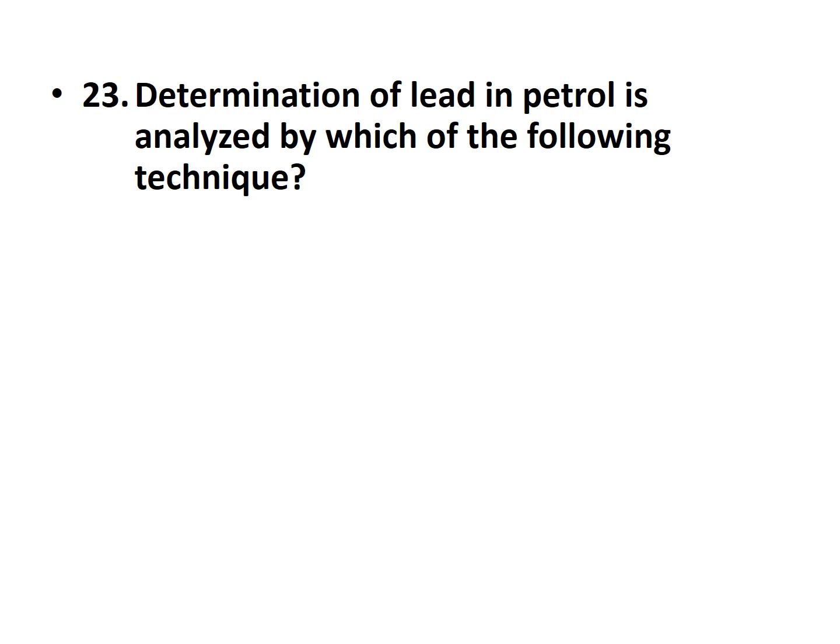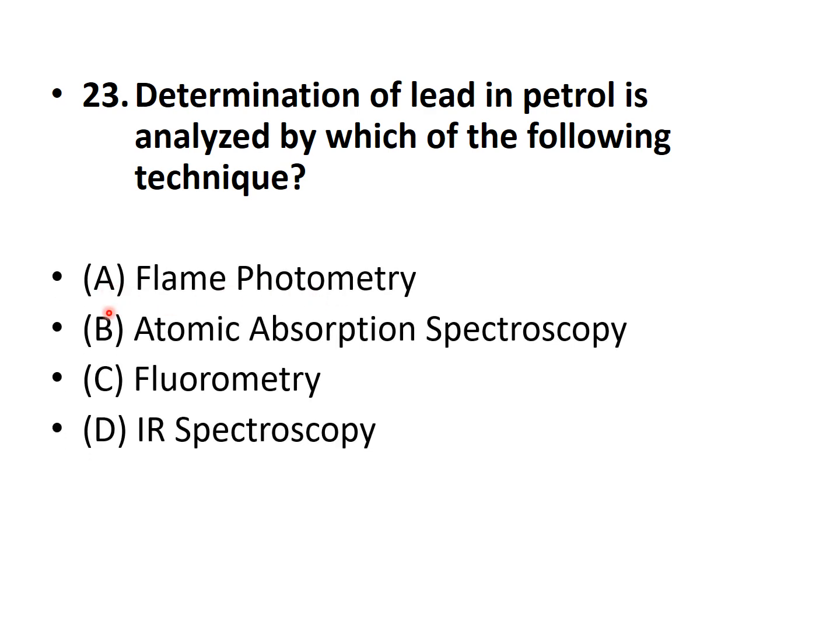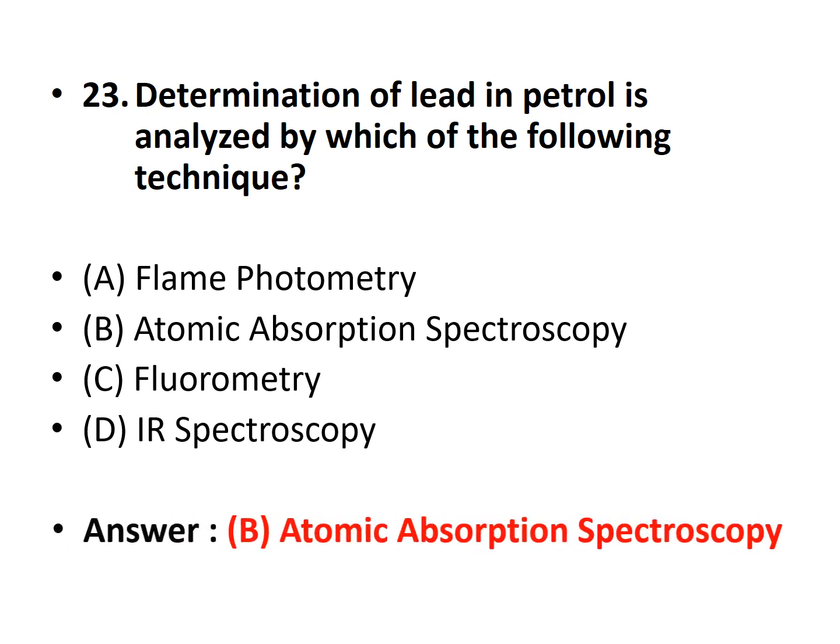Then, determination of lead in petrol is analyzed by which of the following techniques? So lead in petrol, how can it be analyzed? Here are the options. A, flame photometry, B is atomic absorption spectroscopy, C is fluorometry, while D is IR spectroscopy. Lead in petrol can easily be analyzed by the use of atomic absorption spectroscopy. So B is the right answer.